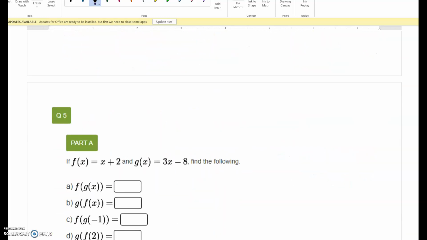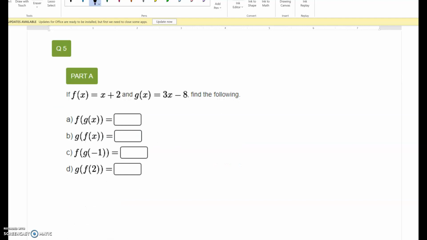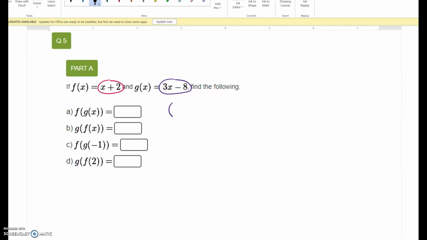All right, moving on to composition of functions. F of x is x plus 2. G of x is 3x minus 8. They want us to find f of g of x. That means we are taking the f function, which is something plus 2, and we are putting that g of x function inside it. Once you do that, then simplify. We've got 3x minus 8 plus 2. So that is 3x minus 6. And you would type in 3x minus 6.